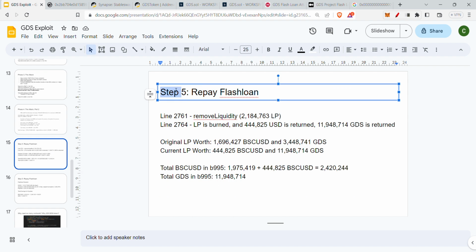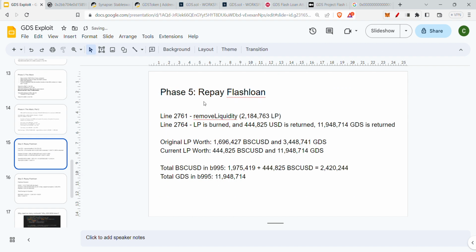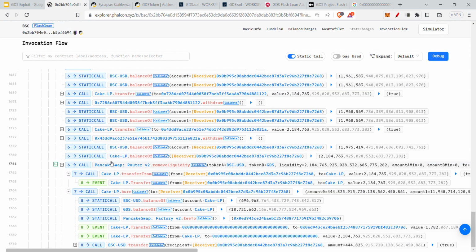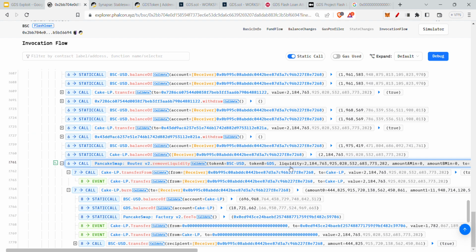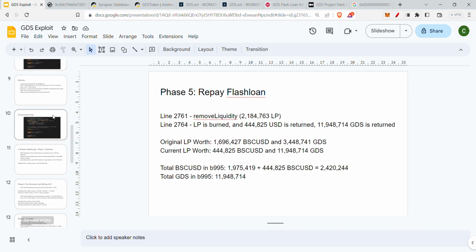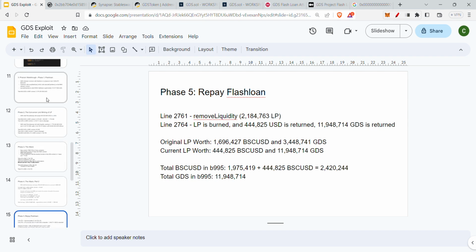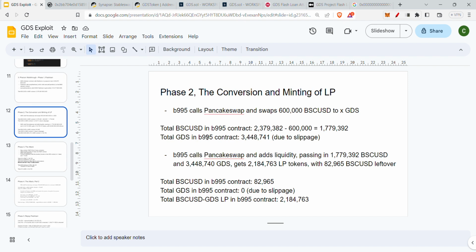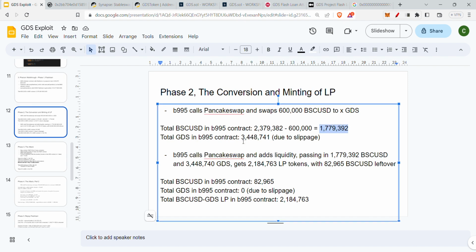Let me just change it to phase 5. Repay Flashloan. Line 2761, remove liquidity. So now he calls remove liquidity of his 2.1 million tokens. Initially, remember that he calls add liquidity, and how much did he put in? He puts in 1.779 BSC and 3.448 GDS.